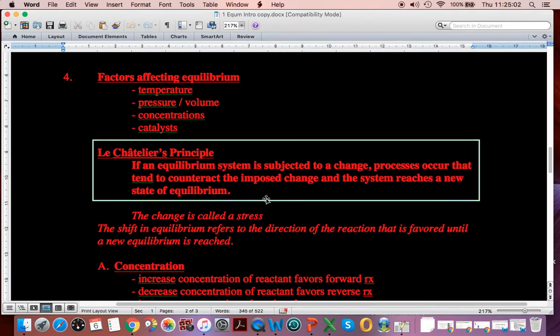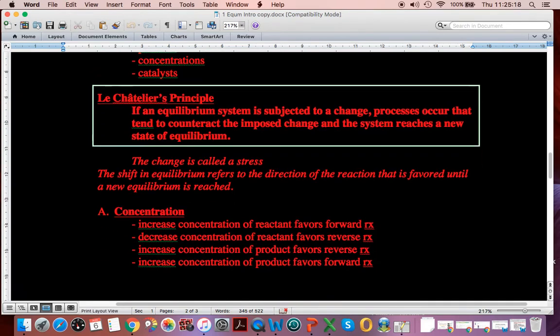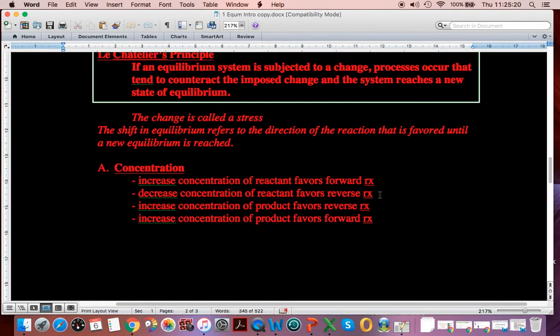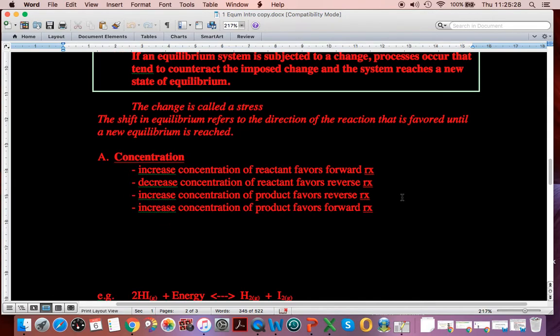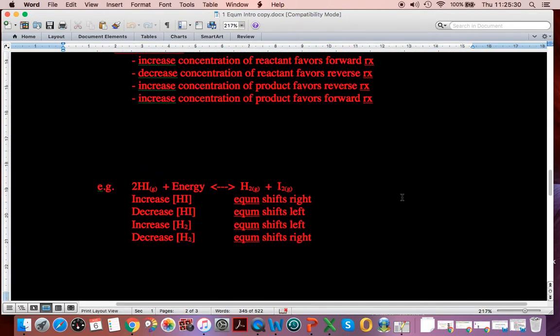We have Le Chatelier's principle, something you should memorize. When an equilibrium system is exposed to a change, which we call stress, processes are going to occur to oppose that stress, and we reach a new state of equilibrium. So we have the concentration stresses. If you increase the concentration of a reactant, it favors forward. Decrease the concentration of a reactant, it favors reverse, etc. By now that should be no problem.